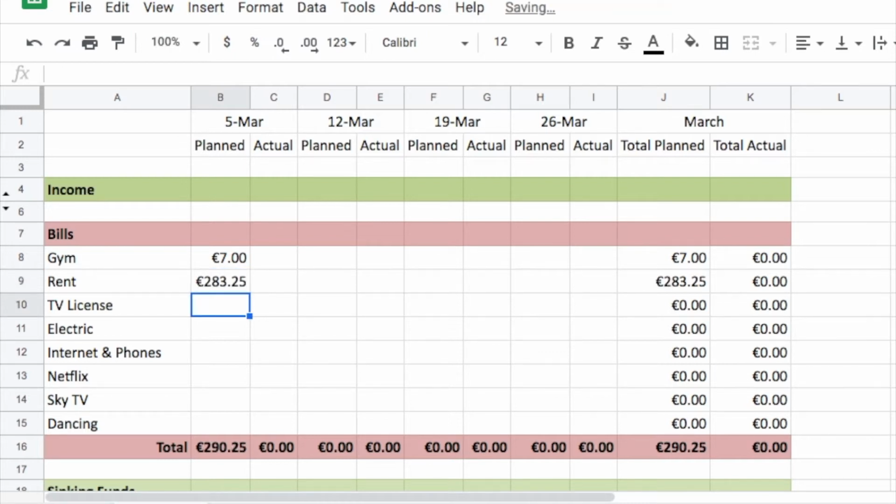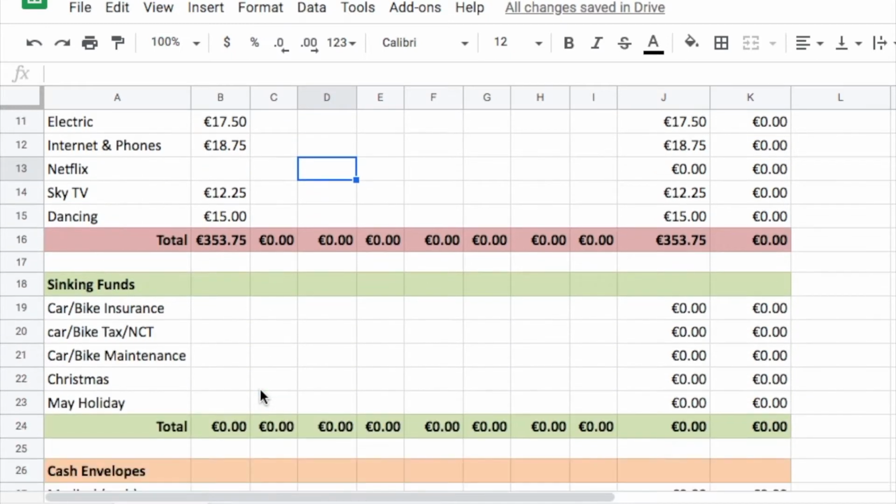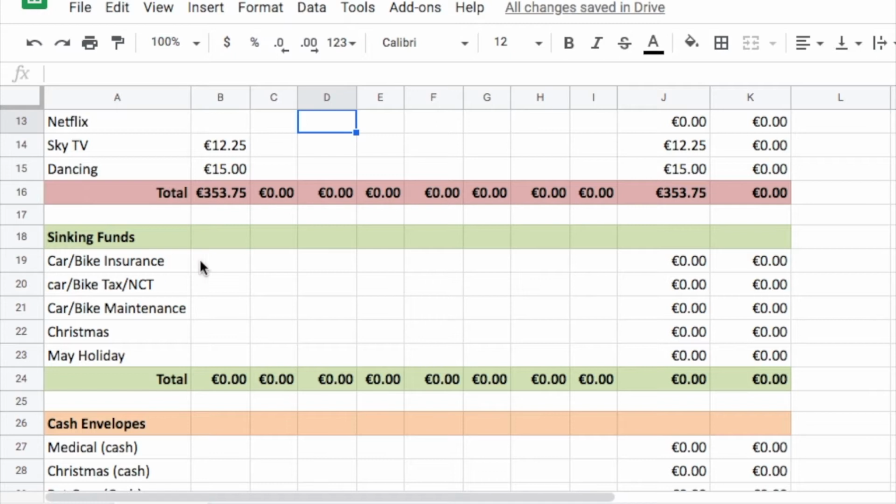283.25. The TV license is not going to get anything. Electric is going to get 17.50. The phones and the internet is getting 18.75. Netflix is not going to get anything. Sky TV is going to get 12.25, and Ava's dancing is going to get 15 euros. So you can see here the total for our bills for this paycheck is 353.75. We then have our sinking funds.